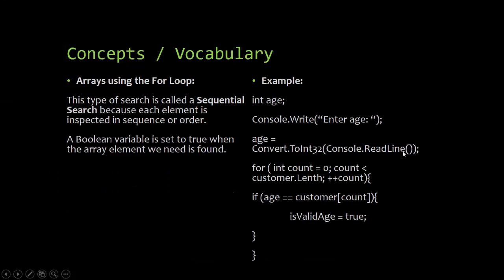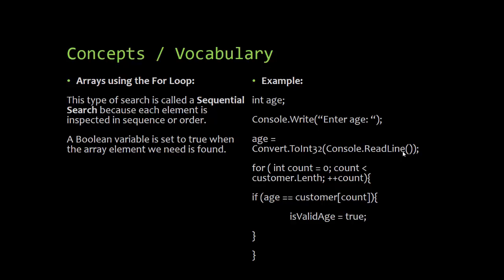We are going to use the for loop. We're going to use the while loop. So let's start at the for loop. The for loop is considered a sequential search because each element is inspected in sequence or order. And once we find our match, a Boolean variable will be set to true.